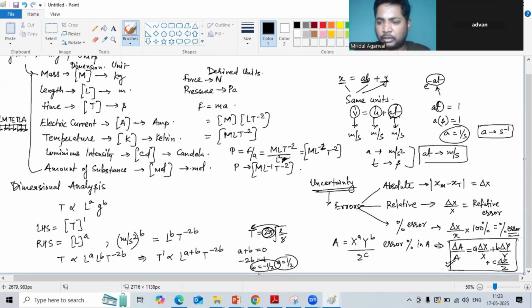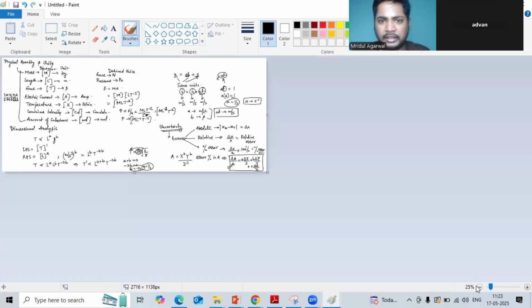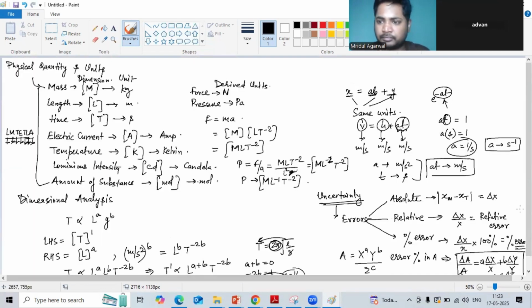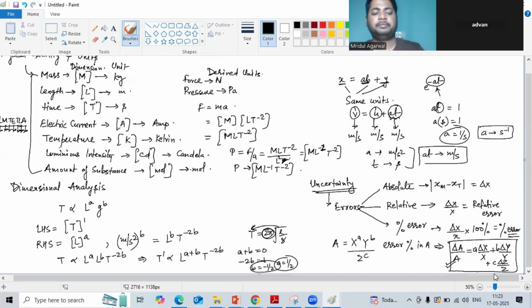Okay, so these are the topics that you should know in the physical quantity and units. Got that? Yeah. Clear with this part?